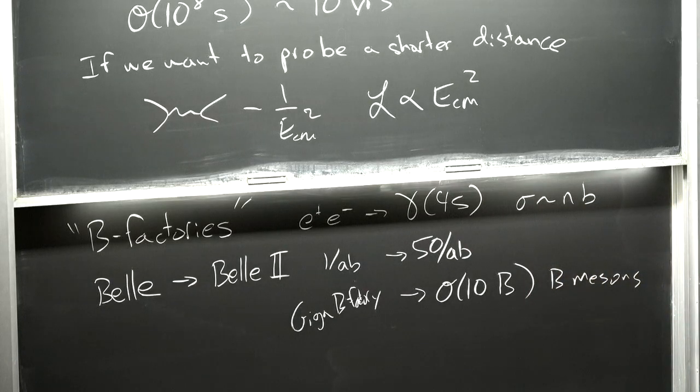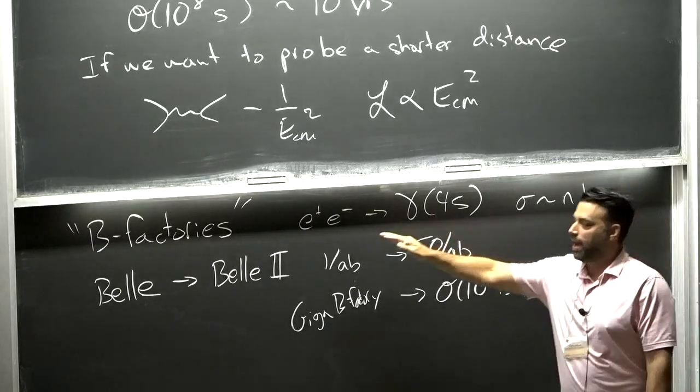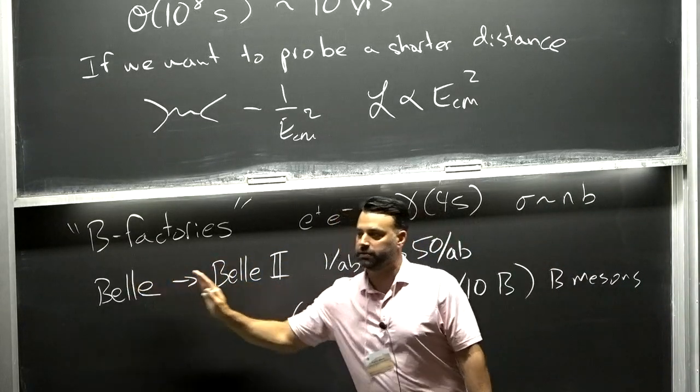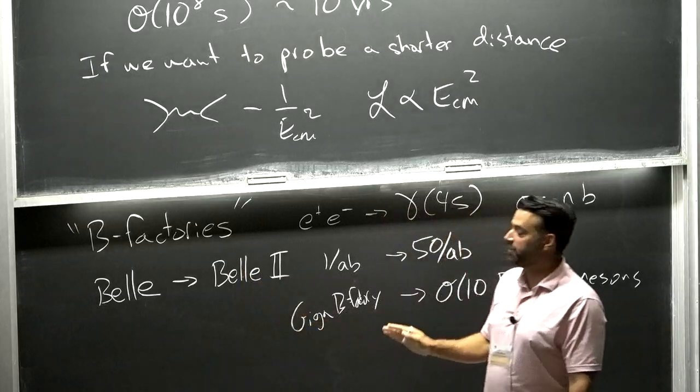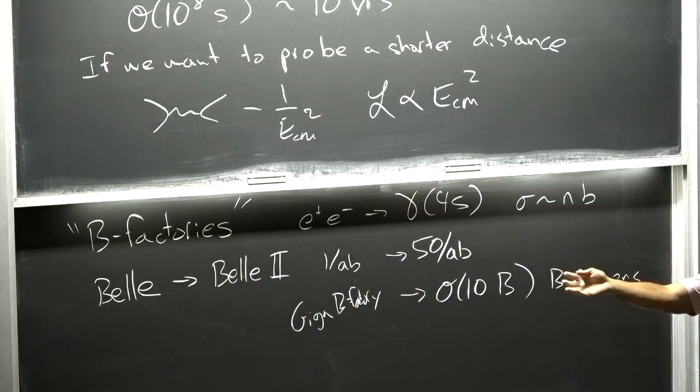But again, I want to stress, this has nothing to do with increasing the energy. You're always sitting on the same resonance in QCD. You just need to make more of these particles. So how you go from a B factory to a super B factory, what we have to do, instead of waiting for our grandkids to finish the experiment, you have to increase the luminosity by roughly an order of magnitude.